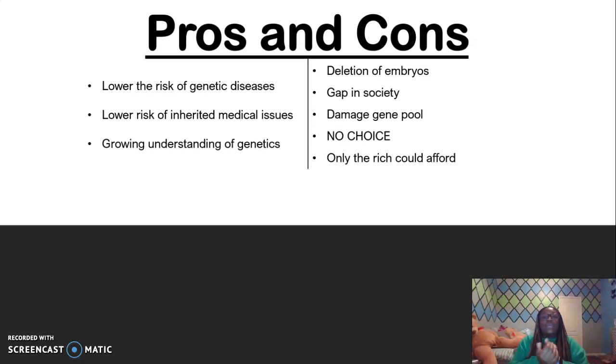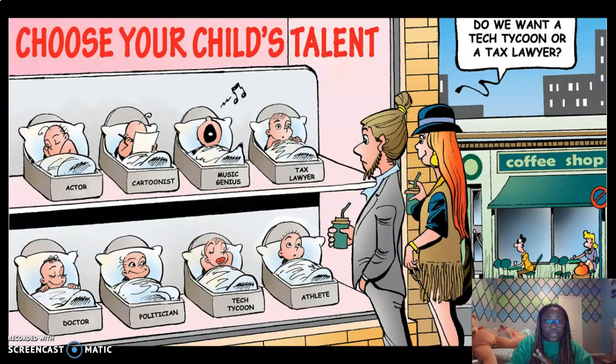And then the next one would be only the rich could afford. Everything in this world costs money, and procedures, especially surgeries or medical procedures, cost a pretty penny. Now, only the rich will be able to, because they can afford it. So I don't think it would be fair to say that only people that can afford it will be able to do it. That's saying only the rich will have the choice of having that standard perfect child that we picture in our society today.